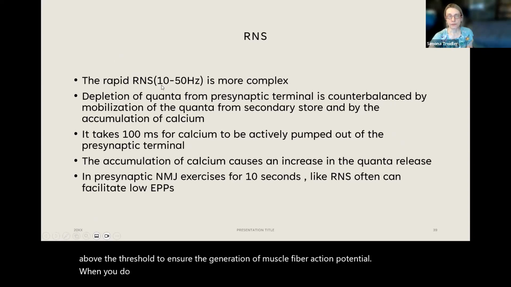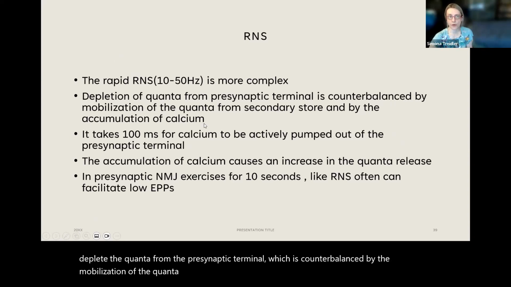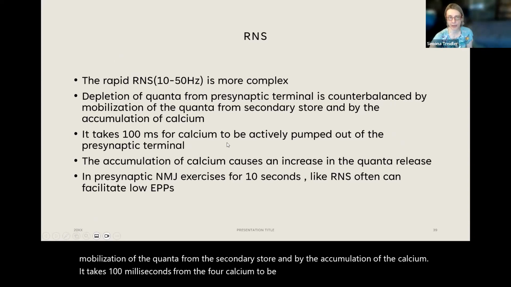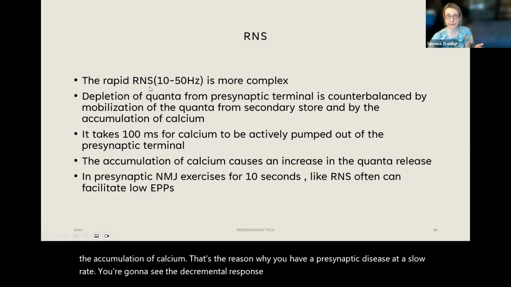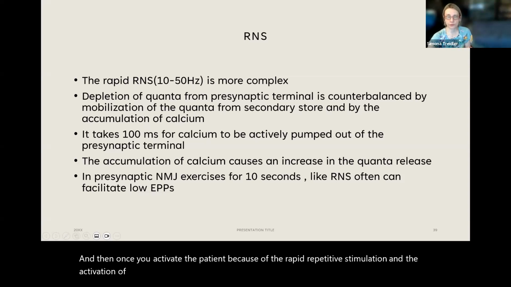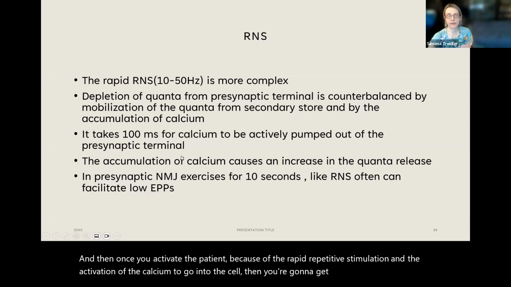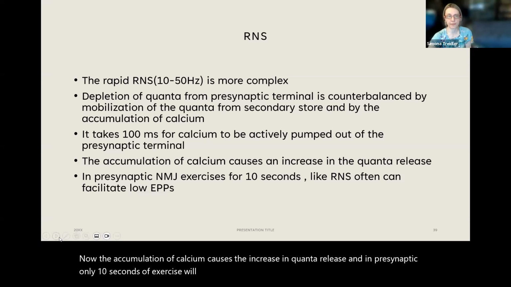When you do rapid repetitive nerve stimulation, from 10 to 50 hertz, you deplete the quanta from the presynaptic terminal, which is counterbalanced by the mobilization of quanta from the secondary store and by the accumulation of calcium. It takes 100 milliseconds for calcium to be activated and pumped out. That's the reason that when you have a presynaptic disease, at a slow rate you're going to see the decremental response. Then when you activate the patient with rapid repetitive stimulation, because of the calcium going into the cell, you're going to get an incremental response. The accumulation of calcium causes an increase in quanta release, and in presynaptic disease, only 10 seconds of exercise will help you see the incremental response.